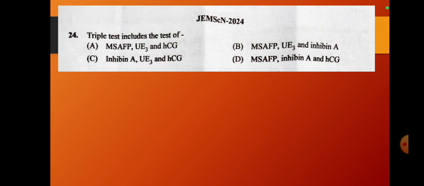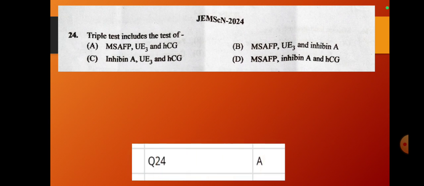Next, the triple test includes the test of. The answer is option A, MSAFP, UE3 and hCG.